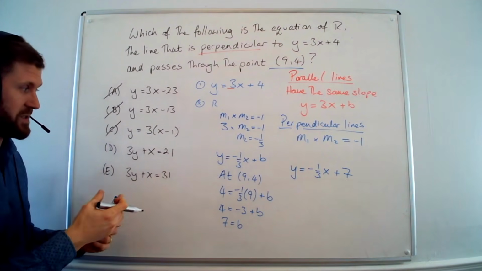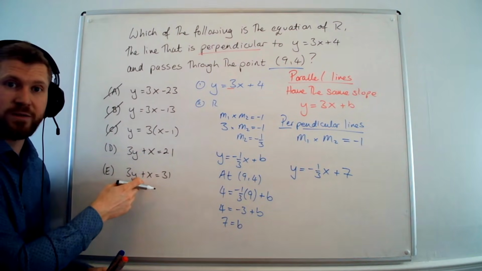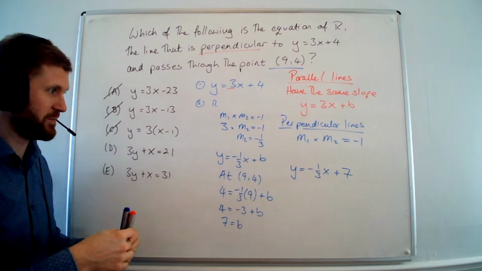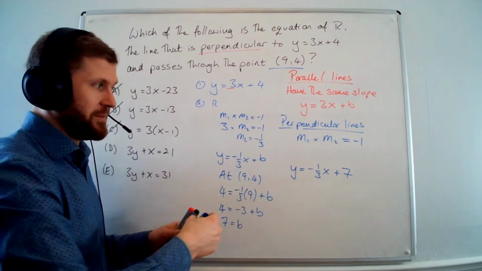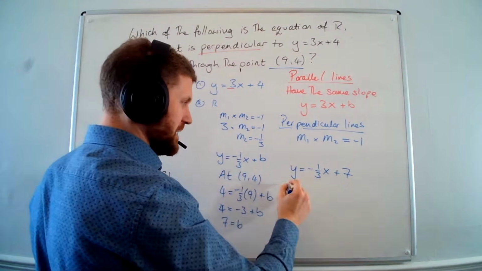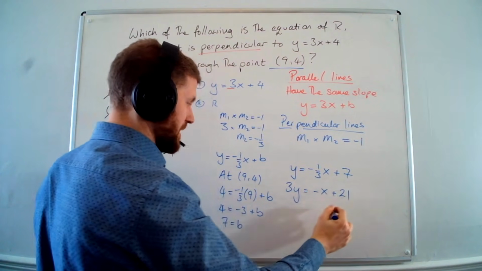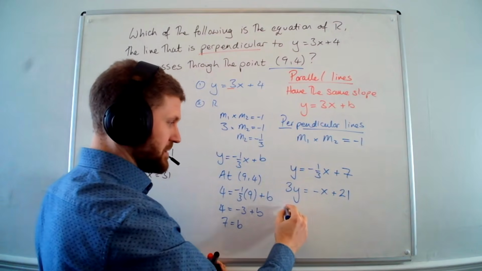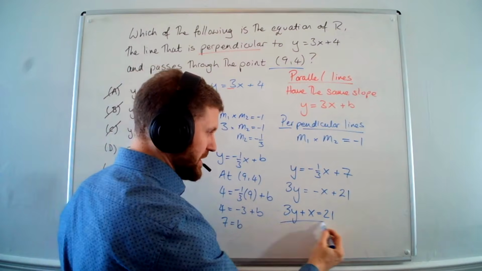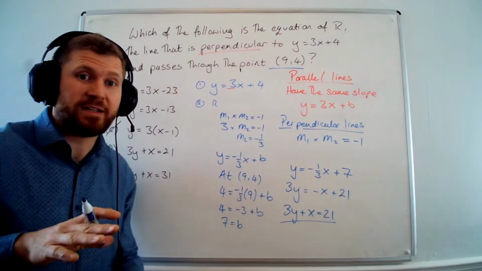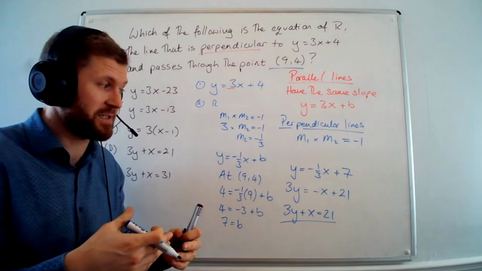Now, there's two ways of looking at this point. I could either take these two and rearrange them into some sort of y equals mx plus b format, or I can take the equation that I've got, and if I multiply everything here by 3, I'll get 3y is equal to -x plus 21, and then take the x to the other side. 3y plus x is equal to 21. And now it is still the equation of a line. It's just not in that traditional y equals mx plus b format. I've just rearranged things a little bit.